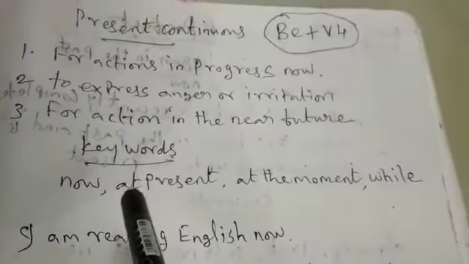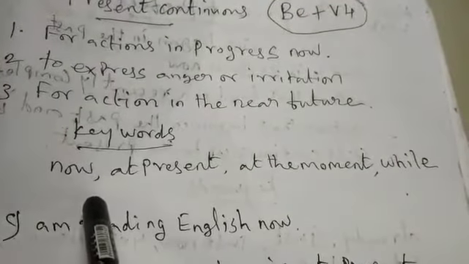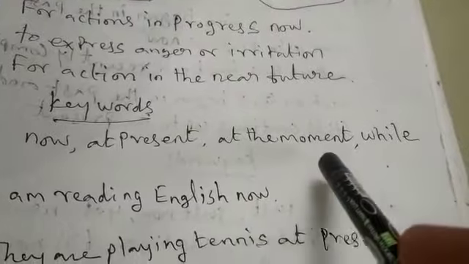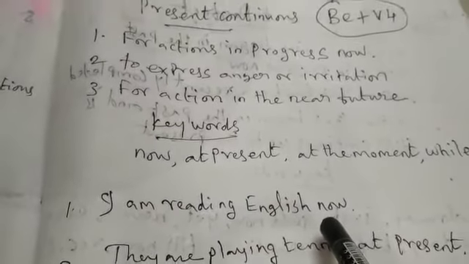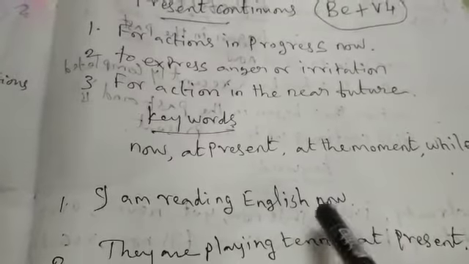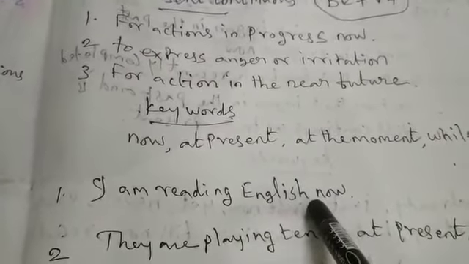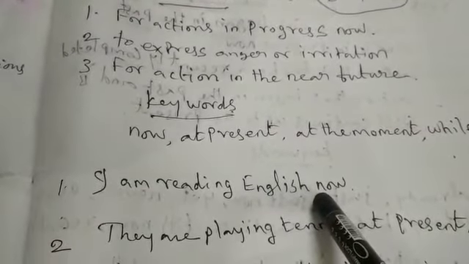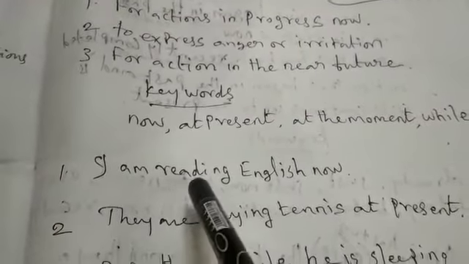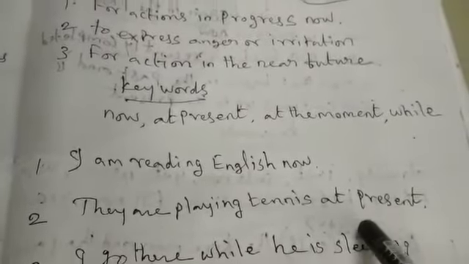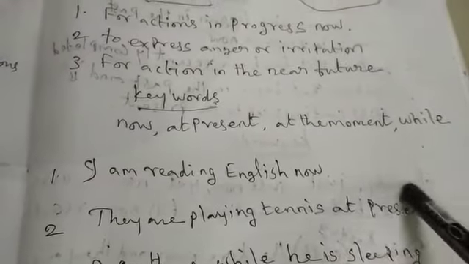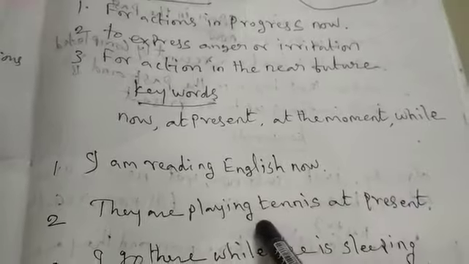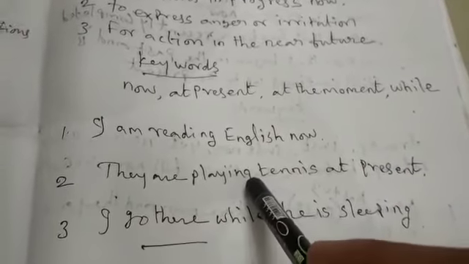Keywords. What are the keywords for present continuous tense? Now, at present, at the moment, while. For example, I am reading English now. For action in progress now. So in this place, we use present continuous tense. Next one, they are playing tennis at present. Here you can find the adverb at present. So we use present continuous tense.